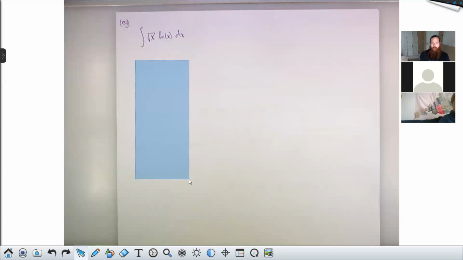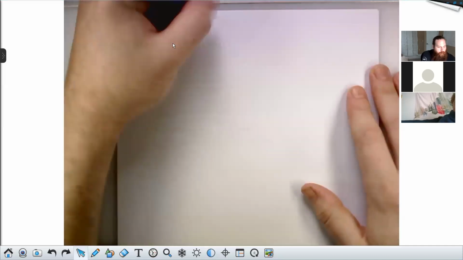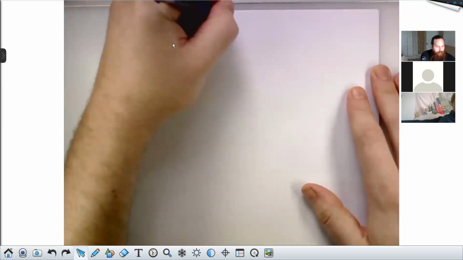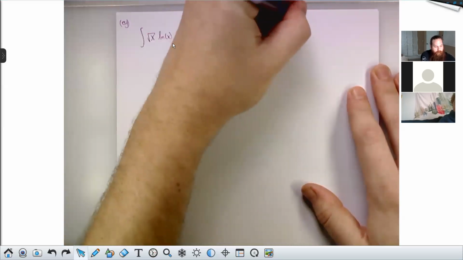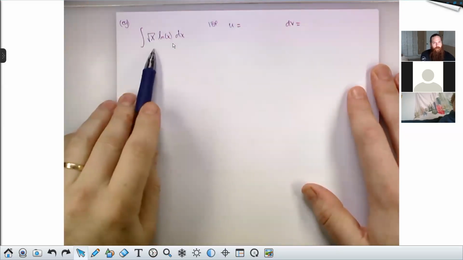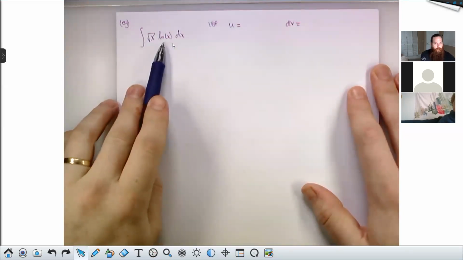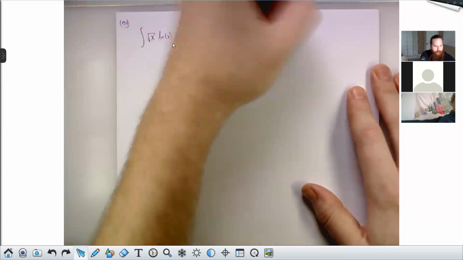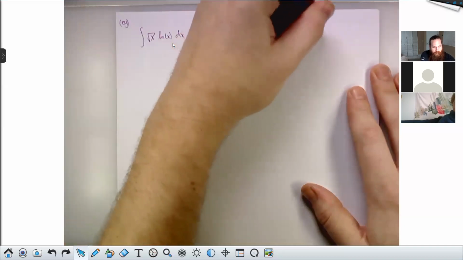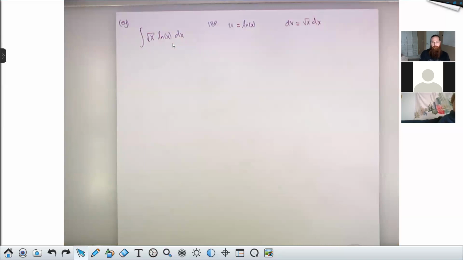So I think about my LIPET rule. Are there any logarithms here? Yes, there are. There's this guy. So I know I'm going to run IBP. And that means I have to pick u and dv to get started. According to my LIPET rule, I should choose the logarithm piece to be u and everything else to be dv. This looks like that. So I've chosen u to be the log and everything else is dv.